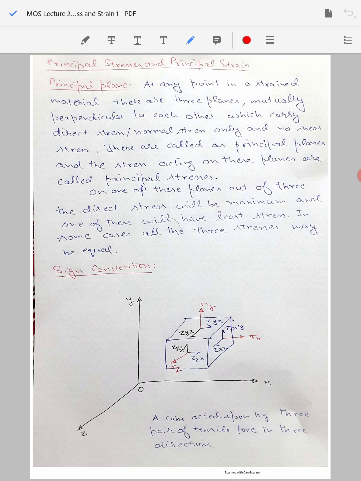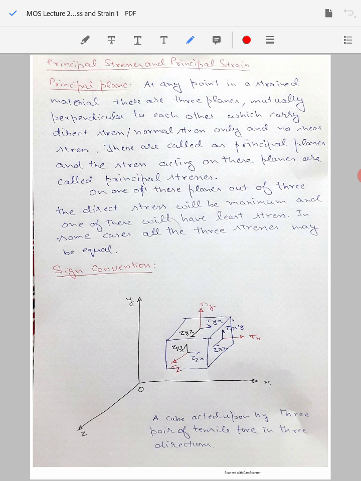Now because there are three different values of stresses, one of these may be the maximum amongst these and the other one may be the least value amongst these. In some cases you may also find that all these three normal stresses are equal in magnitude.